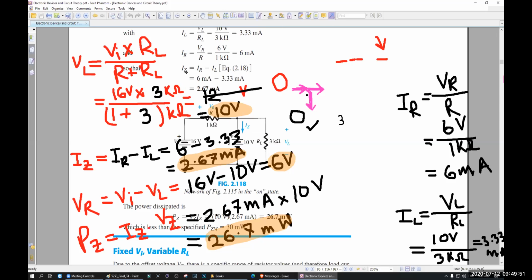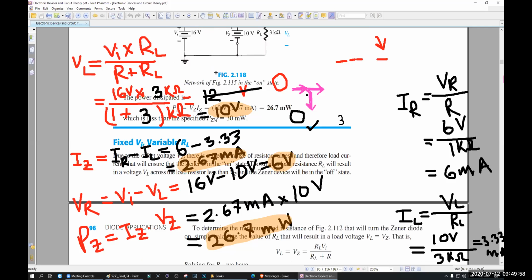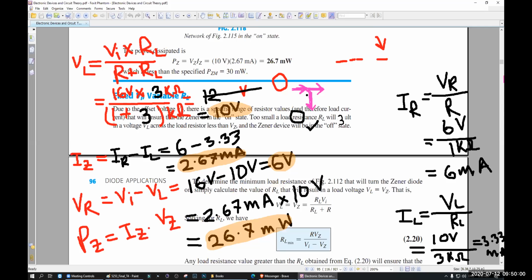What is your IZ? IZ is equal to IR minus IL. The same thing we have written. So 2.67. What is your power? PZ. PZ is equal to VZ into IZ. 10 volt into 2.67. So you got 26.7. That is your power.